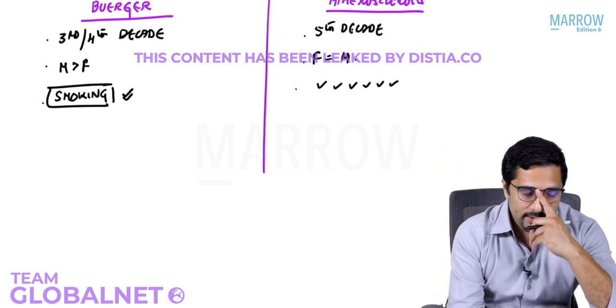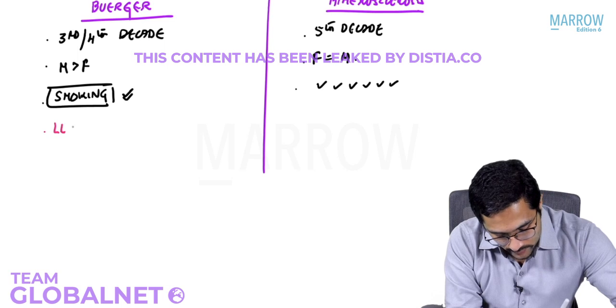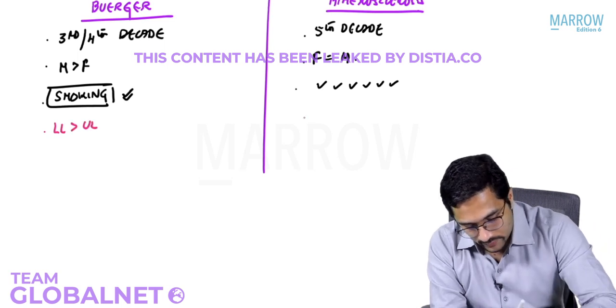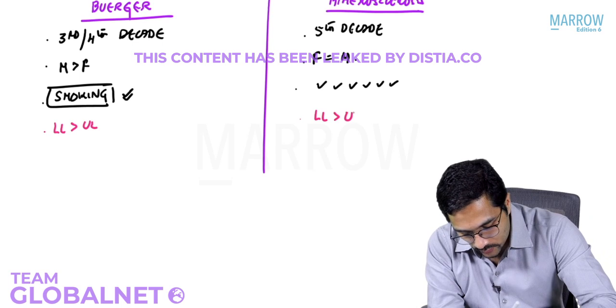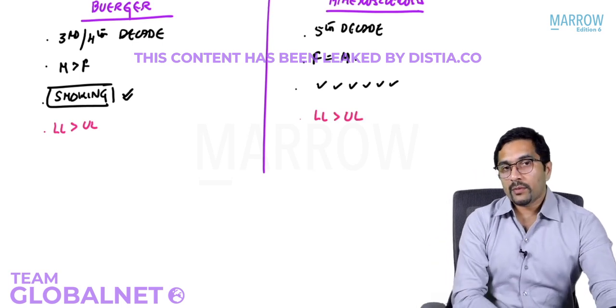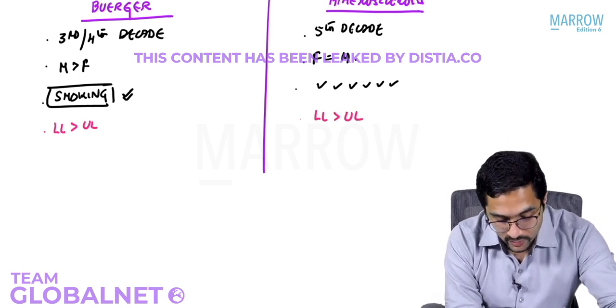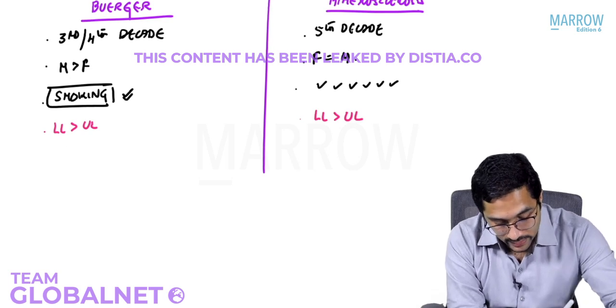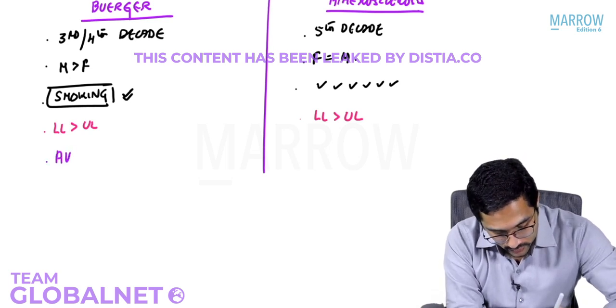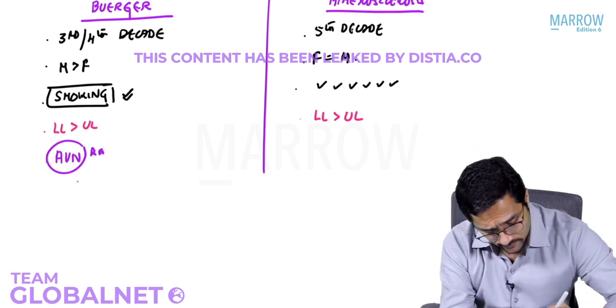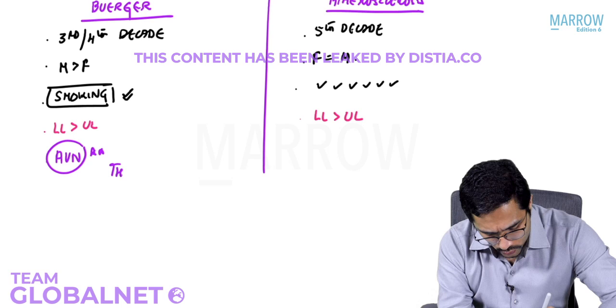Now, Buerger's disease, again, lower limb is more commonly affected than the upper limb. That is the same case in atherosclerosis as well. Buerger's disease involves the artery, vein, and nerve. All three structures are involved. Another name is thromboangiitis obliterans.